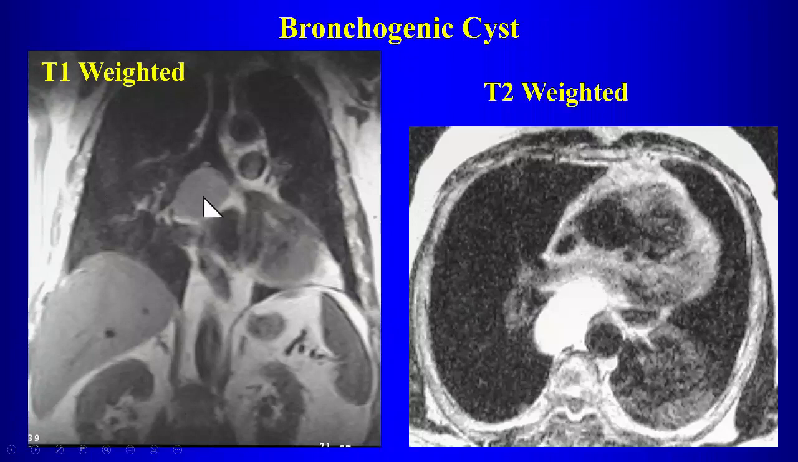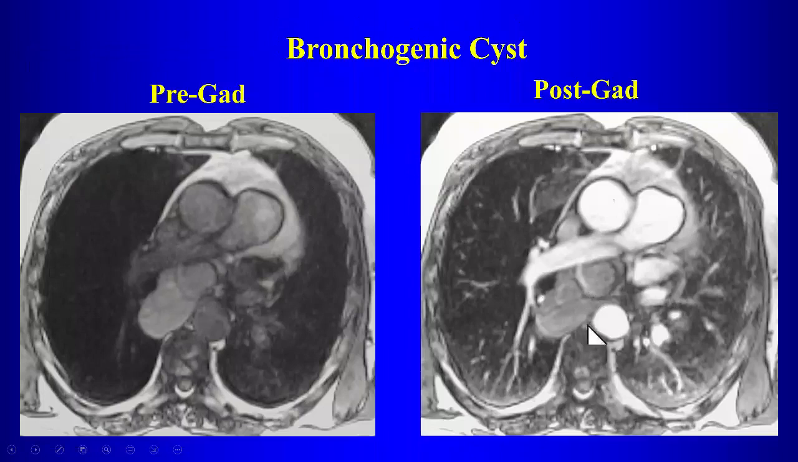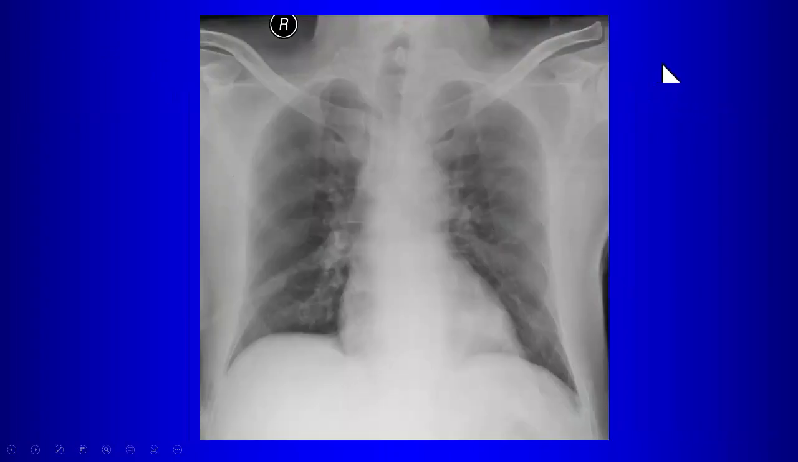On MRI, they can be higher than fluid signal on T1 because of proteinaceous contents, but they will be very bright on T2-weighted images, and there will be no enhancement, just like with CT. So on MR, there's no enhancement within these lesions for bronchogenic cysts.